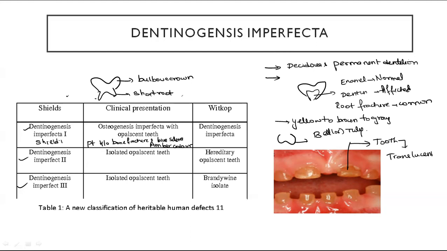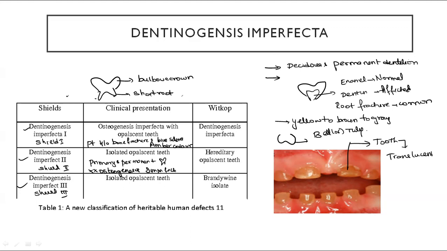So this is Shield 1, this is Shield 2, this is Shield 3. Okay, in Shield 2, it is not related to Osteogenesis Imperfecta, and here both primary and permanent teeth are affected. Dentin is very thin and the pulp is large.